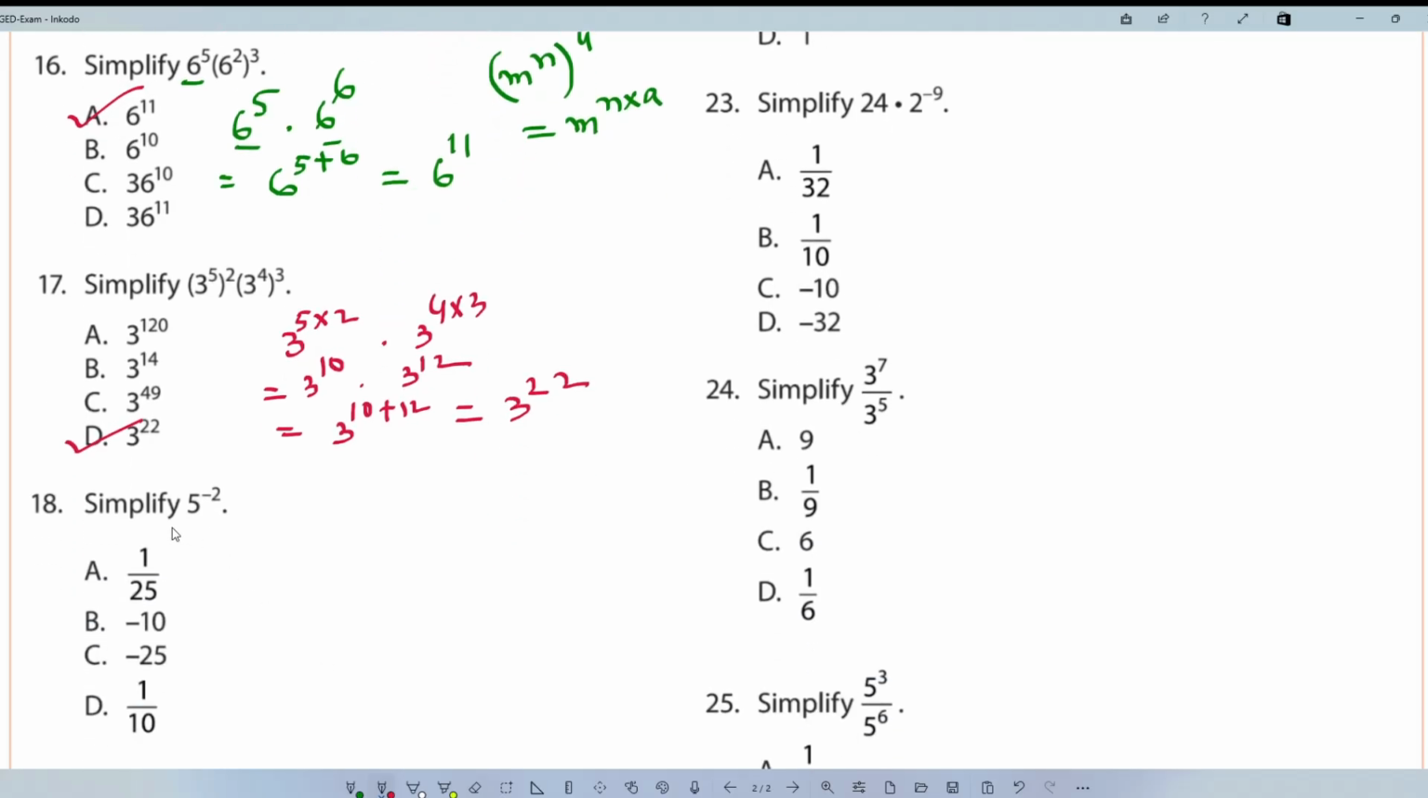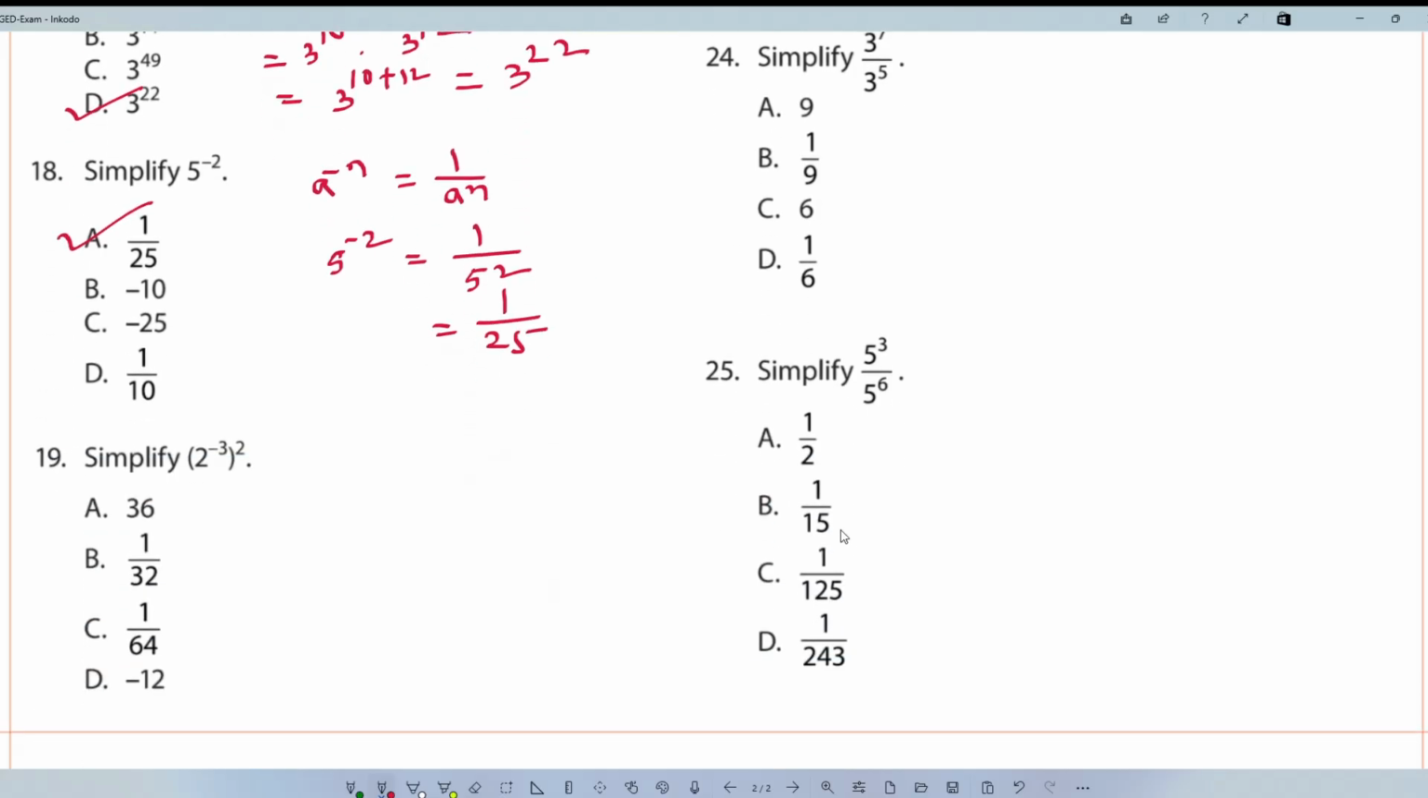18, simplify 5 to the power minus 2. So hope you have an idea about negative exponent. We know a to the power minus n means 1 by a to the power n. So here n is 2, so we can write 5 to the power minus 2 as 1 by 5 square. So our answer is 1 by 25. So number A. Okay, here is also the same thing, number 19.